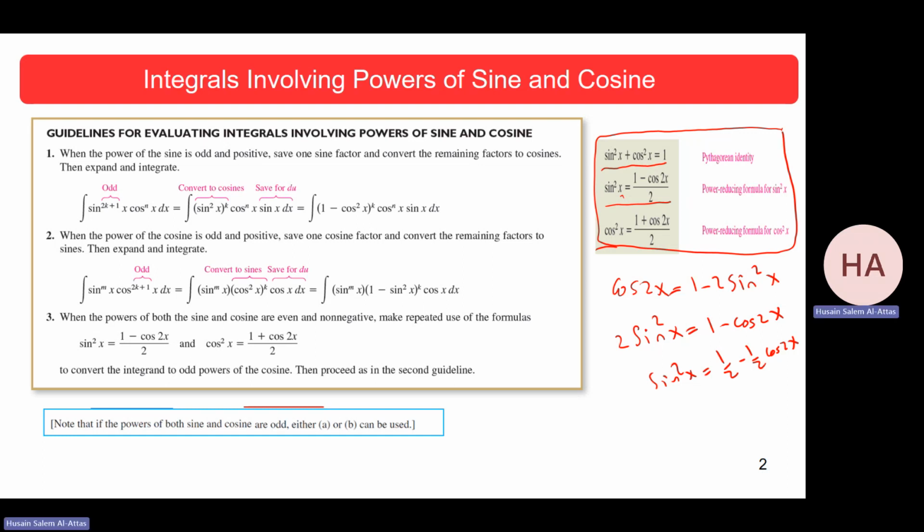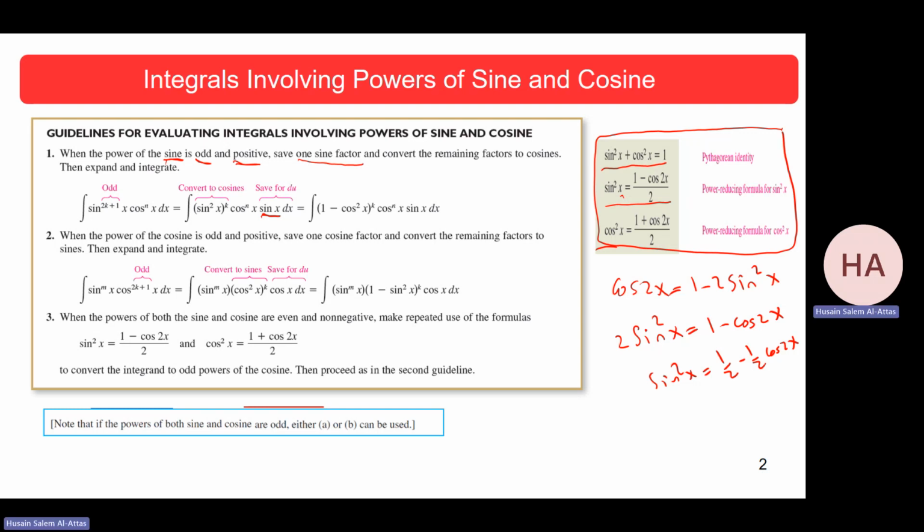Now there are some guidelines. You check the power of sine. If it is odd and positive, easily, just save one sine factor. Take one sine out. This is sine out. And convert the remaining factors to cosines. The remaining factors, you convert into cosines.